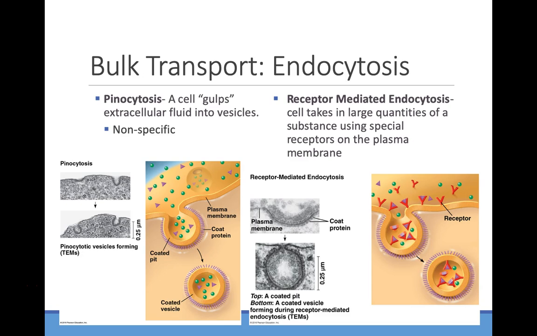Finally, we have receptor-mediated endocytosis. In receptor-mediated endocytosis, it's a specific pinocytosis. There are receptors on the outside of a cell that will bind a very specific molecule. And when those molecules are bound, a vesicle will form around it and bring in those substances. So it allows the cells to bring in large quantities of something specific, whereas pinocytosis is nonspecific.